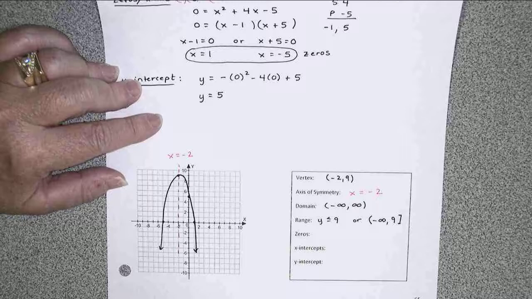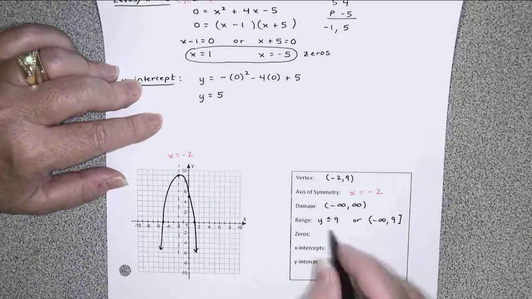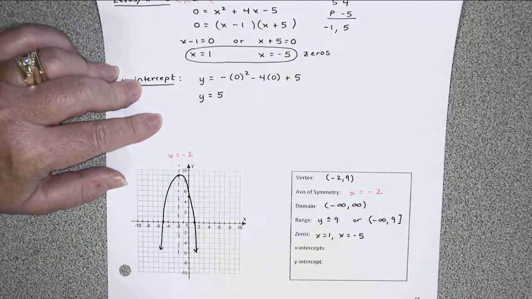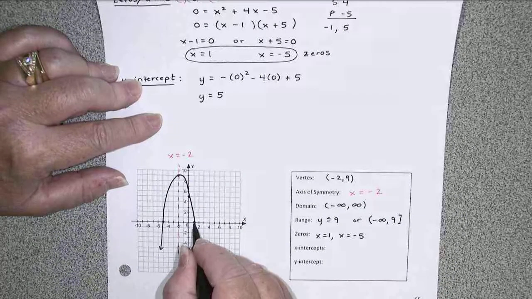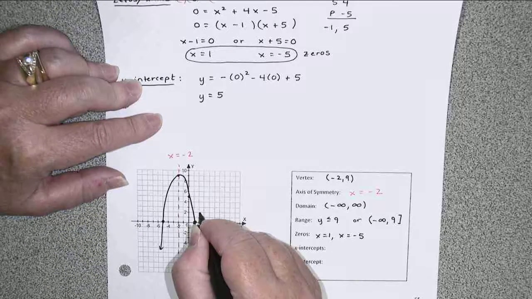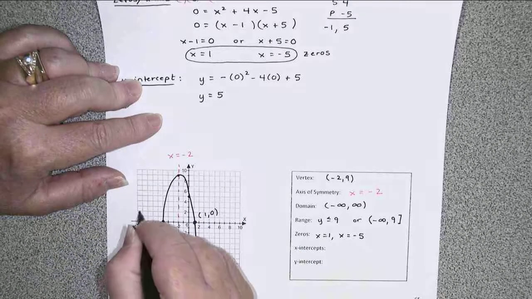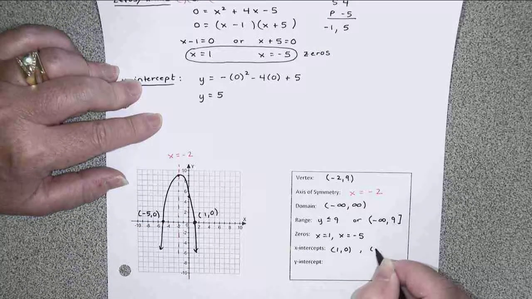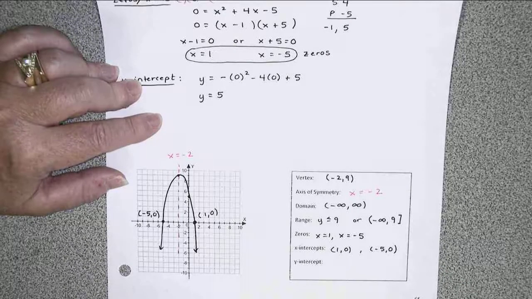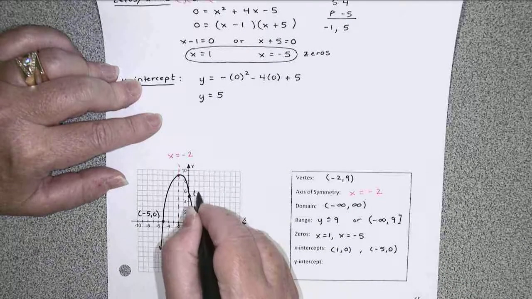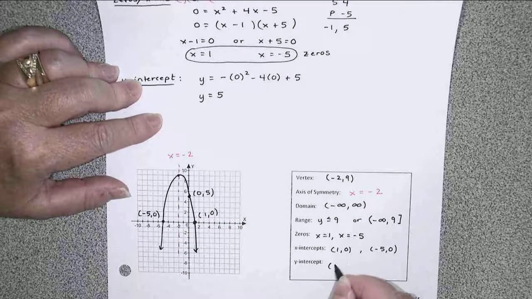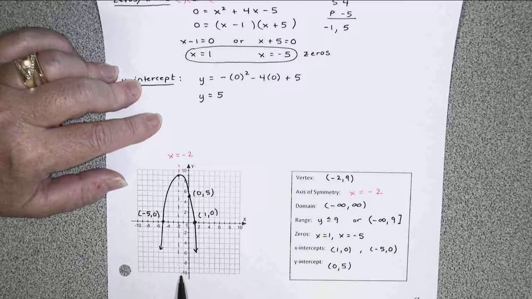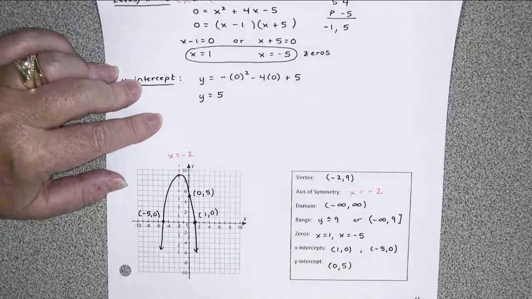All right, the zeros we had right here, x equals 1 and x equals negative 5. The x-intercepts are just these two actual points, 1, 0, and negative 5, 0. And the y-intercept is this point, 0, 5. So there's our complete graph of the function, analyzed as to all the interesting or important points about it.